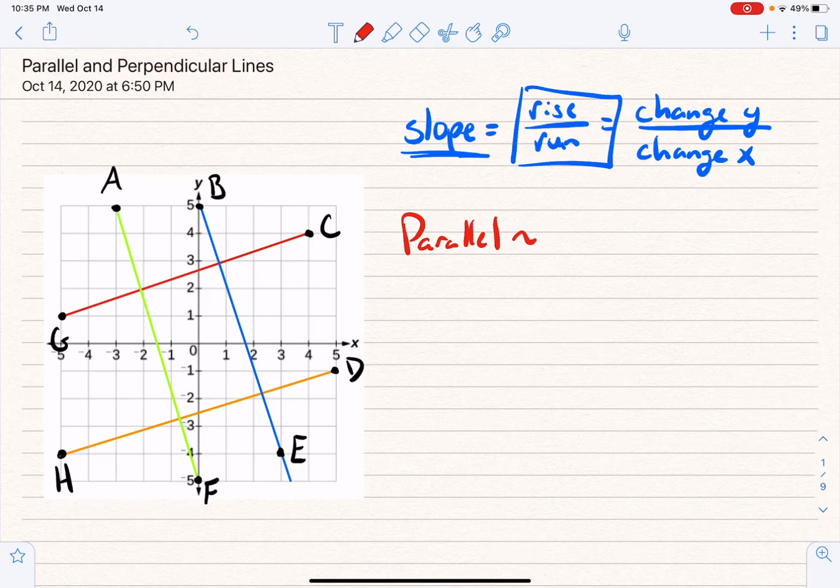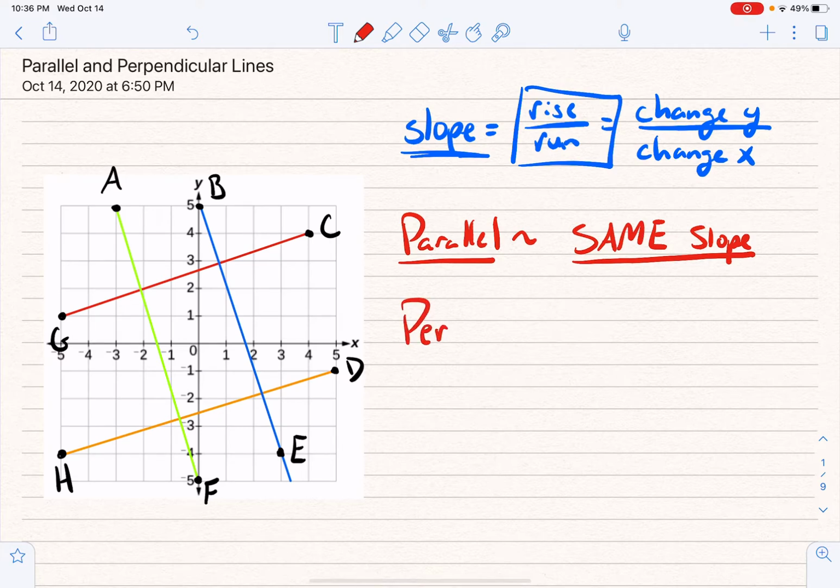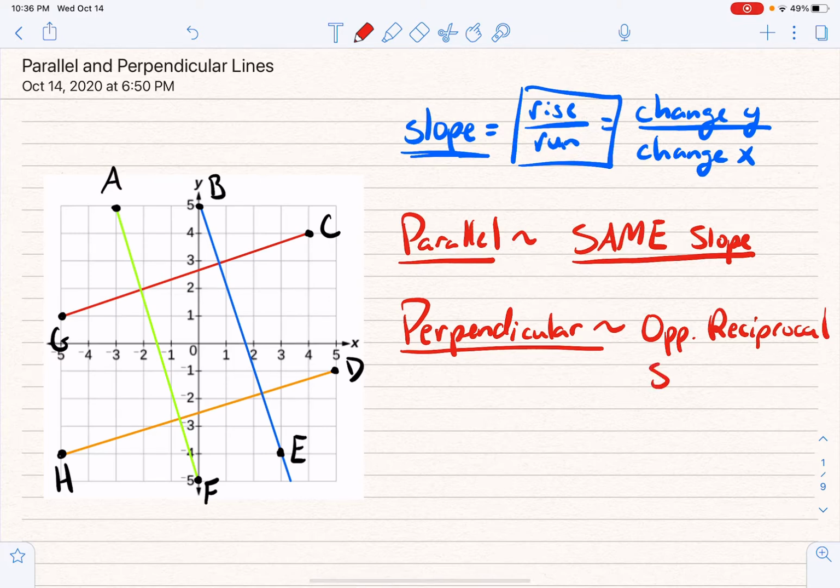Two parallel lines will have the same slope, and that's worth writing down. Parallel always means same slope when we're talking about lines that are graphed. So when we hear parallel, we just automatically think same slope. But then when we think perpendicular, it's going to be different. Now, perpendicular obviously can't be the same slope because that would be parallel. And so perpendicular is always going to be opposite reciprocal slope. Okay, opposite reciprocal slope. And you might not understand what that means.